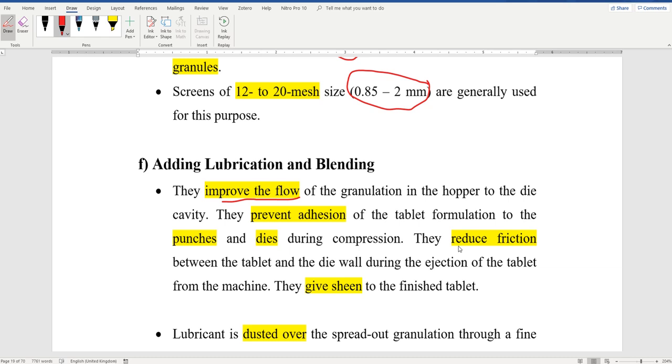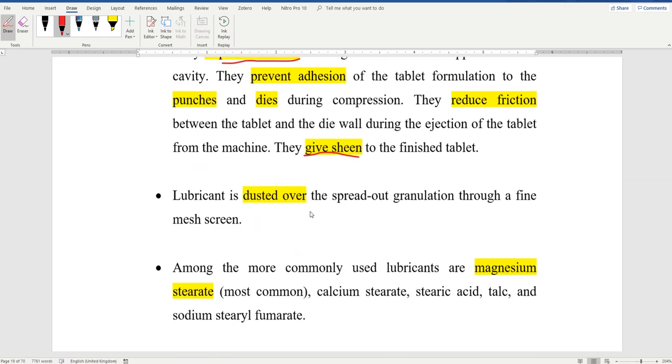So the lubricants are supposed to reduce the friction between the tablet and the punches and the die wall, and the good thing is that they give sheen, shininess or smoothness, to the finished tablet. As I said, lubricants are dusted over the granules through a fine mesh screen. As I said before, we don't really want to have a uniform mixture of lubricant with the granules.